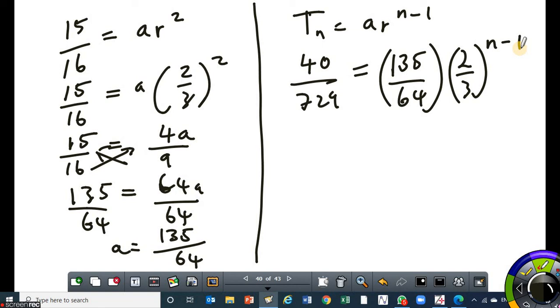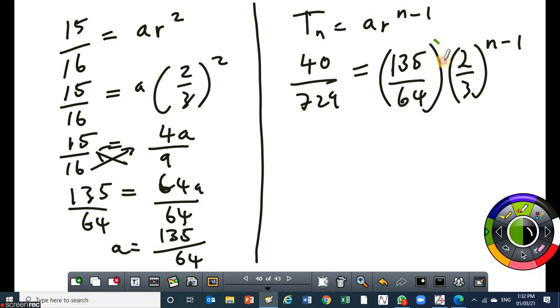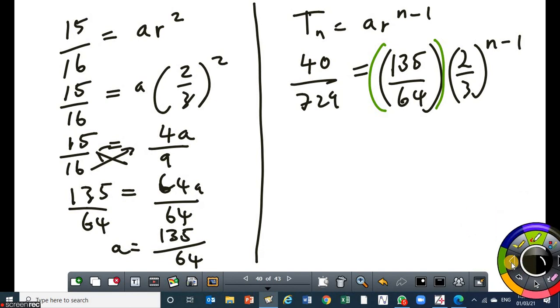Okay? Now here, your knowledge of exponents is extremely important. My suggestion is to multiply the left-hand side by 64. Whatever answer you get, you divide by 135. Because if you want to simplify this, you need to take that into account first. You have to eliminate the value of a on the right first. So divide both sides by 135 over 64. Can you tell me the answer? Divide this 40 over 729 by the value of a.